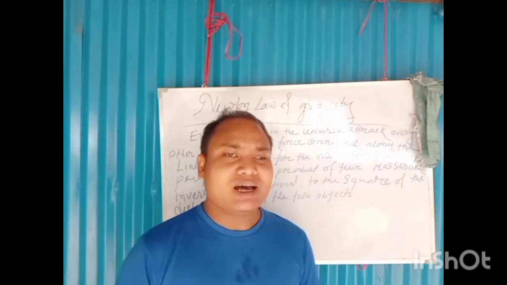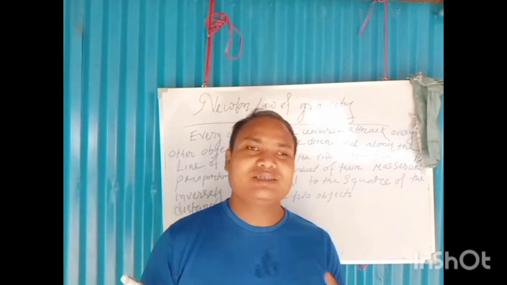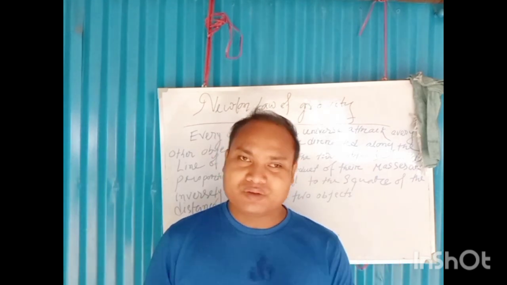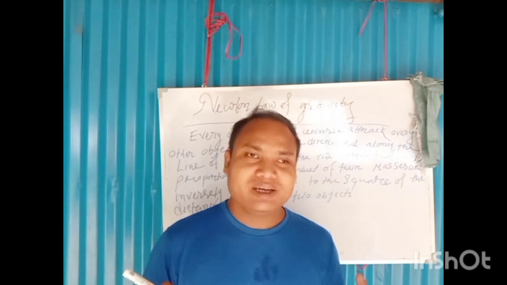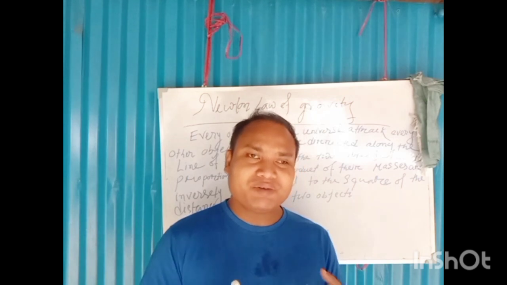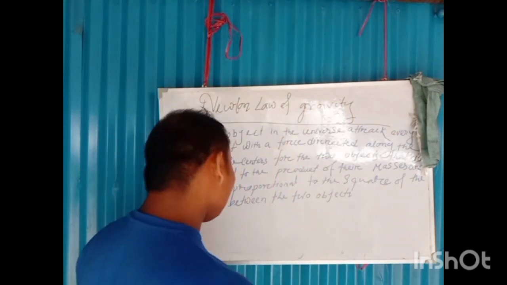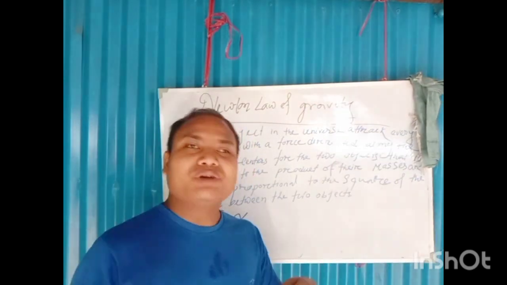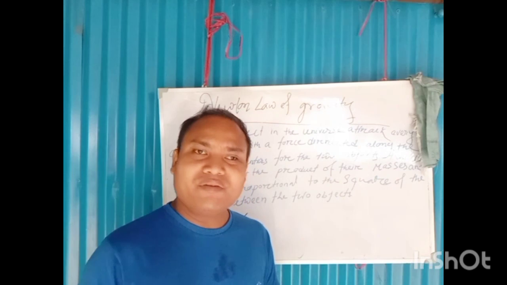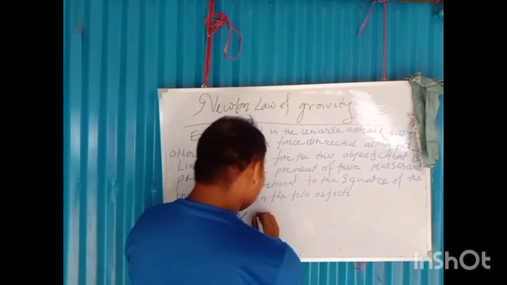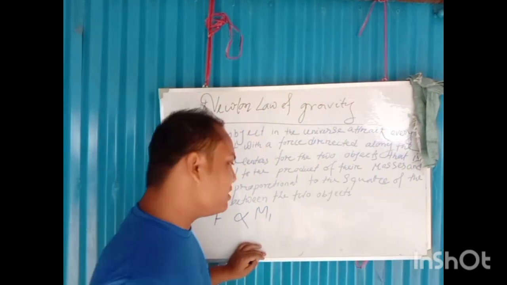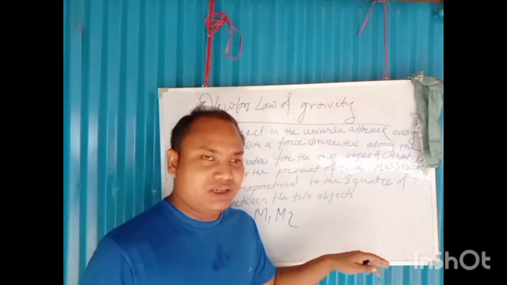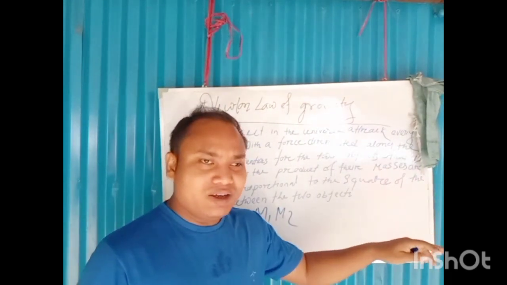This attractive force depends on the masses of the two objects. Let's say object 1 has mass m1 and object 2 has mass m2. This is the product of the masses. It has been said that Newton's law of gravitational force is proportional to the product of the two masses in the universe. Here m1 is one mass and the other mass is m2. This is the product of the masses of the two bodies in the universe.